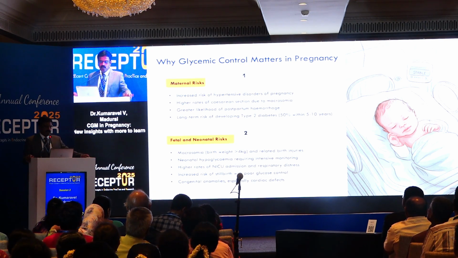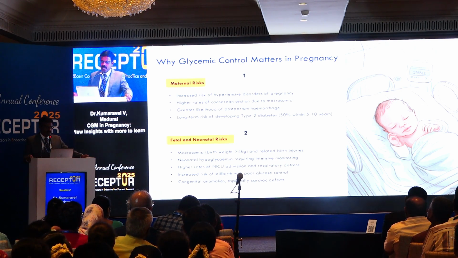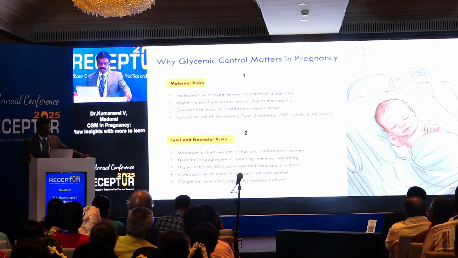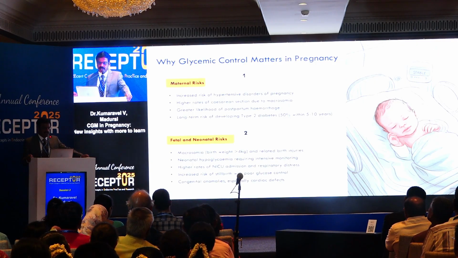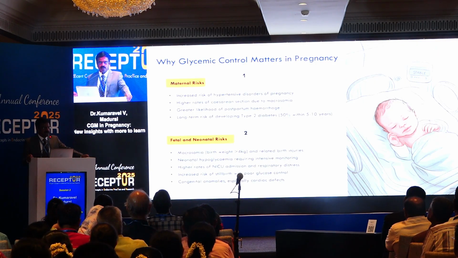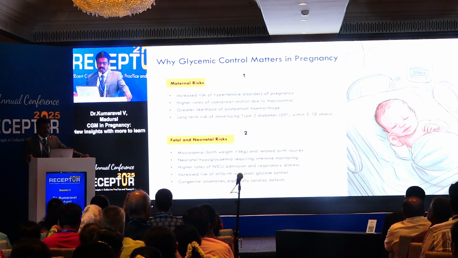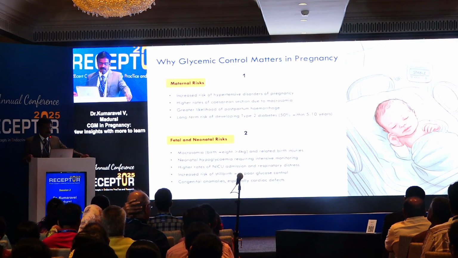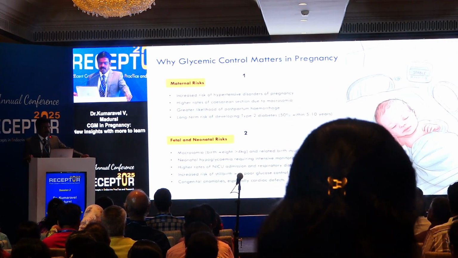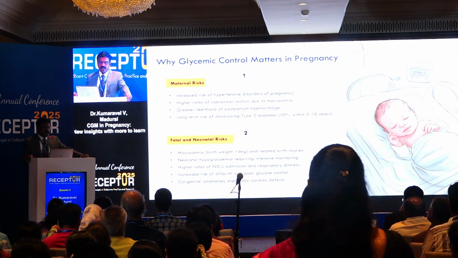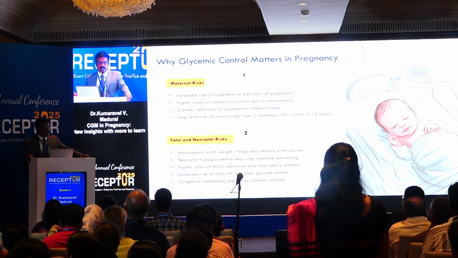For the fetal and neonatal risks, you can have fetal macrosomia, neonatal hypoglycemia, high rates of NICU admission, respiratory distress, hypocalcemia, hypomagnesemia, and there's increased risk of stillbirth. Congenital anomalies, especially cardiac defects, are seen if the patients have pre-gestational diabetes. It's a common multiple choice question whether congenital abnormality is present in GDM.